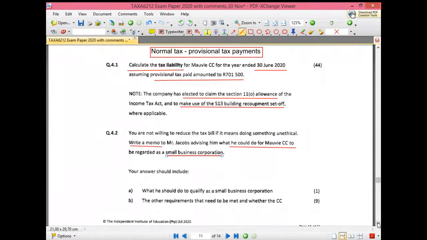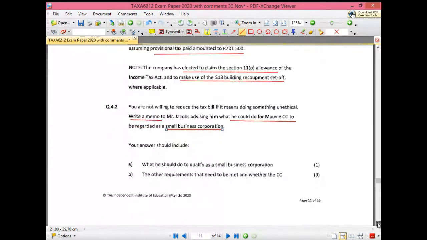Now you can see they've given you additional information as well as the mark allocation. Firstly, for 1 mark, you have to say what he should do to qualify as a small business corporation. That means one of the requirements would not have been met, so there's some form of action he needs to do. And then the other requirements that need to be met. So now you list the other requirements, and that is 9 marks.